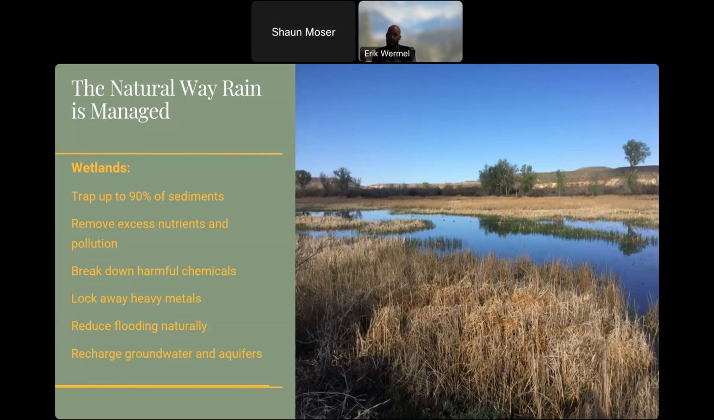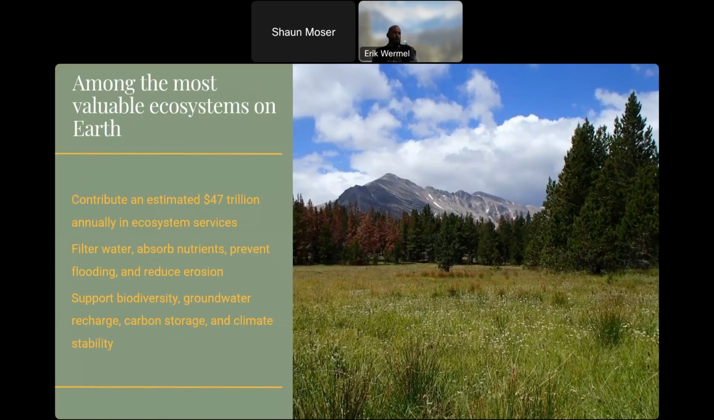They reduce flooding naturally by holding water and releasing it slowly over time. They recharge groundwater thanks to deeply rooted native vegetation. And this is how water is naturally supposed to move through our systems. It's slow, it's cleaned, and then it's absorbed. Wetlands are often called nature's kidneys, and they really are remarkable in their ability to clean and renew our water supply. So wetlands are among the most valuable ecosystems on Earth.